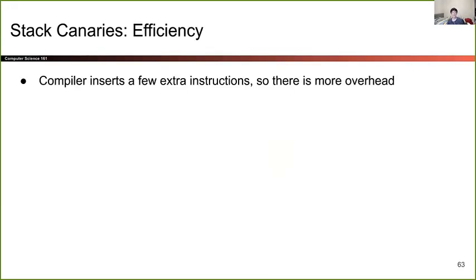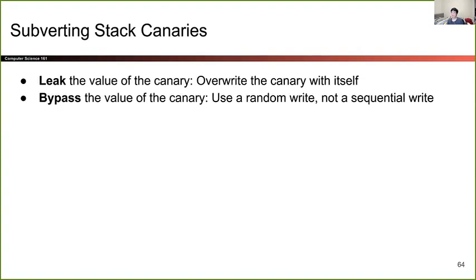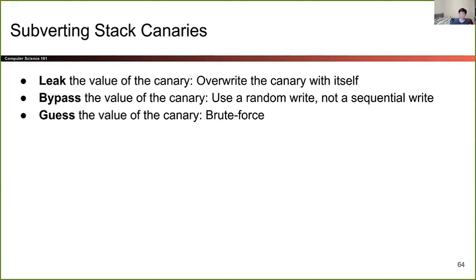All right. So we talked about efficiency. These are the main ways that we will subvert stack canary. We already touched on a couple of these earlier in the question, but first you can leak the value of the stack canary. If you're able to learn what the value of the stack canary is, and we'll go into how we do that in a moment, then you can just overwrite the value of the stack canary with itself. And then when the program goes to check it, it sees, oh, the value is still the same as before.